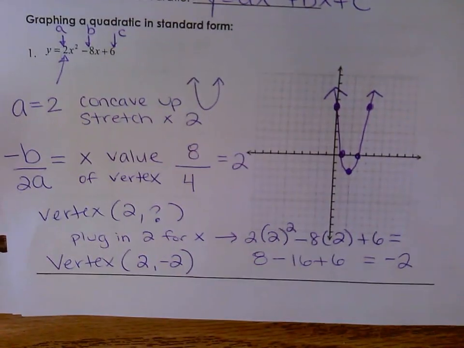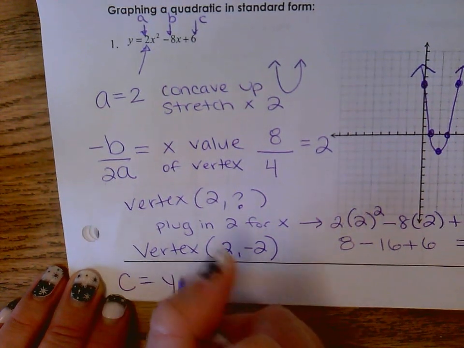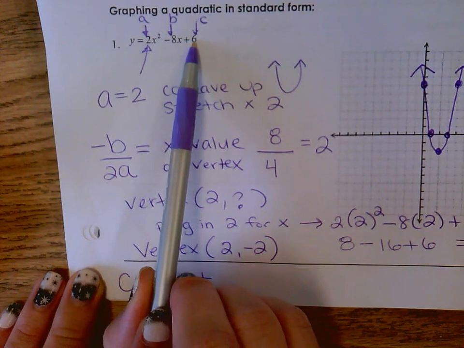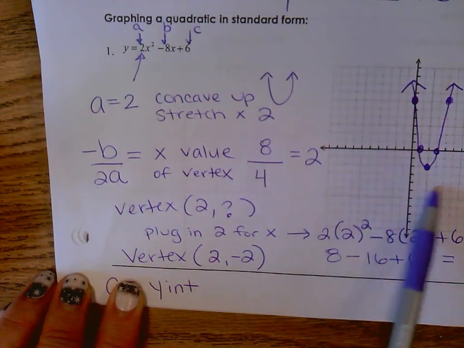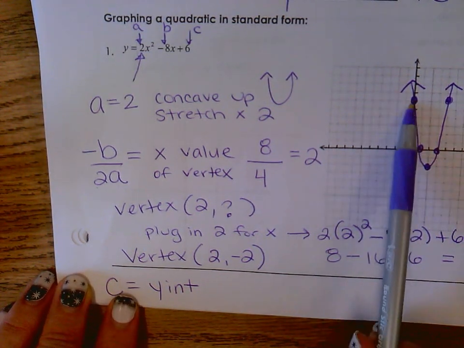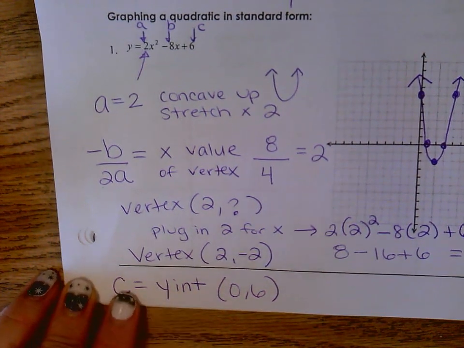And I want to show you a way that you can check if you have the right answer. So I told you I call this the ABCs. We never did anything with C yet, right? So C is the way you can kind of check your work. C is your y-intercept. What's the C value in this problem? 6. What's the y value that I just graphed? It should be 6. If not, you did something wrong. So the y-intercept for us is at 0, 6.